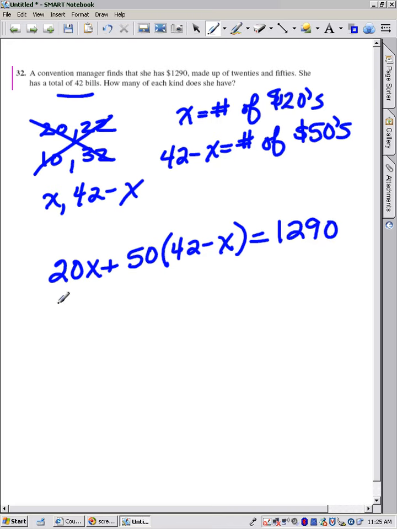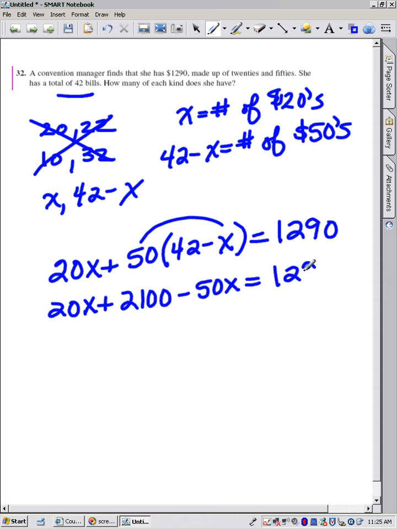So multiplying through, I get 20x plus, what's 50 times 42? It is 2,100, minus 50x, is equal then to 1,290. Be careful here with combining like terms. 20x minus 50x is a negative 30x. It's negative 30x plus 2,100 is equal to 1,290.